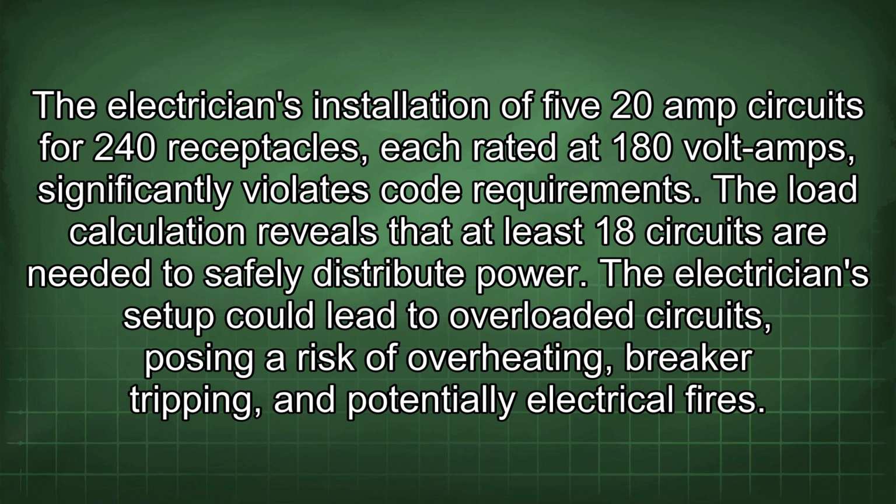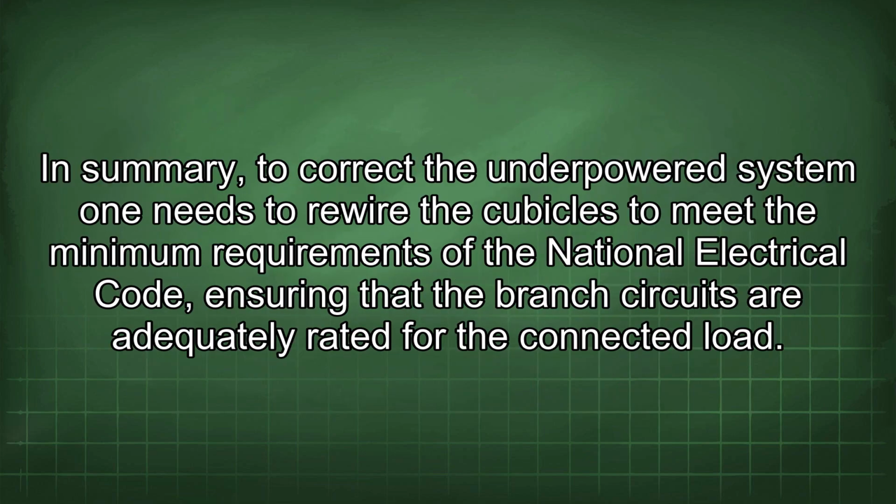The electrician's setup could lead to overloaded circuits, posing a risk of overheating, breaker tripping, and potentially electrical fires. In summary, to correct the underpowered system, one needs to rewire the cubicles to meet the minimum requirements of the National Electrical Code, ensuring that the branch circuits are adequately rated for the connected load.